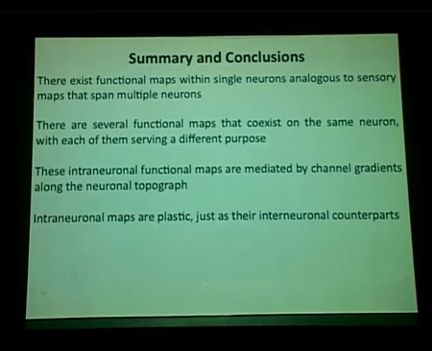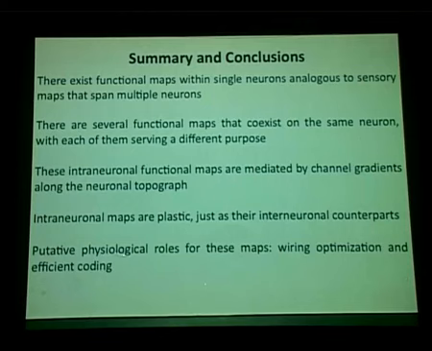So there is enough and more example over there. Putative physiological roles for these maps are wiring optimization and efficient coding, which basically we kind of, quote unquote, stole from the sensory map literature, trying to see if we could arrive at a solution of whether it is local wiring that it is optimizing, or is it efficient coding of the input statistics that is coming at that specific location that you see over there in that specific neuron, right?